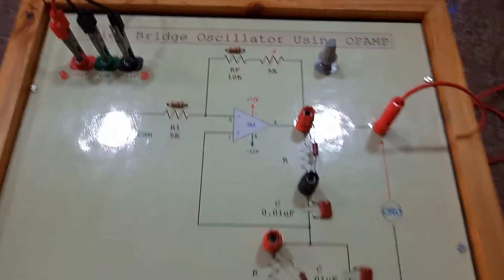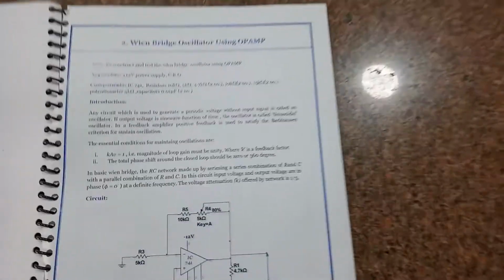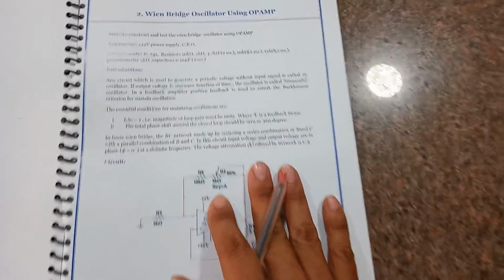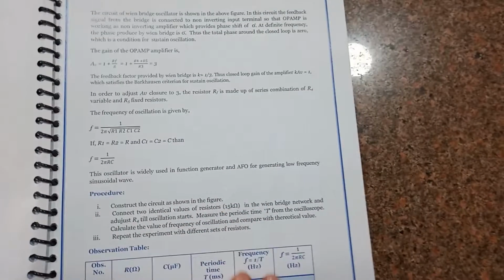Now first of all I will show you the synopsis. The synopsis has been already uploaded on Moodle, so please go and see the synopsis of Wien bridge oscillator. You will find all those things with respect to the synopsis. Let us see the circuit.